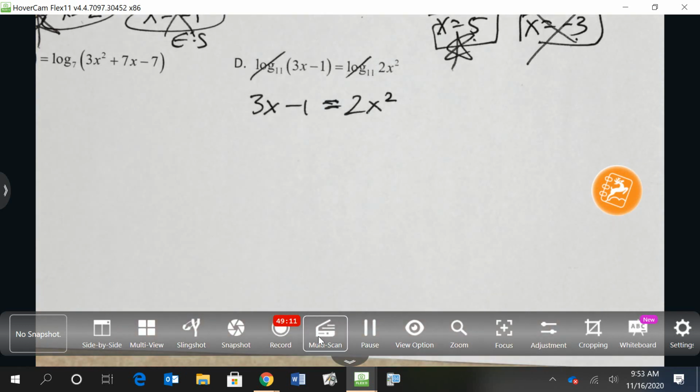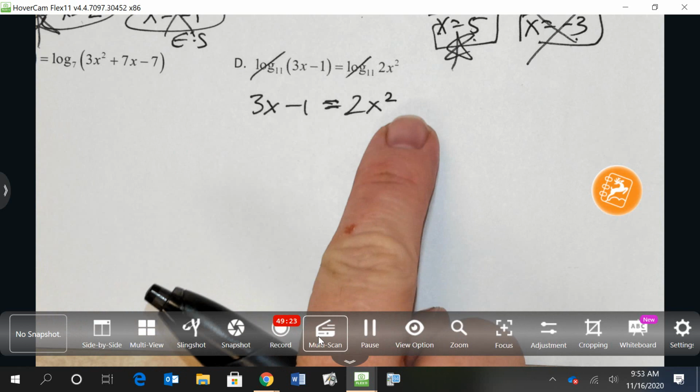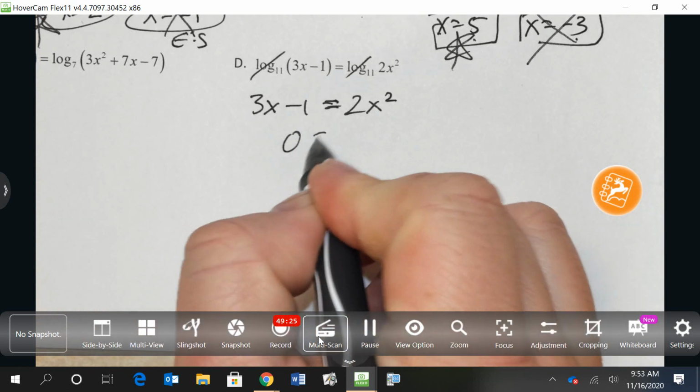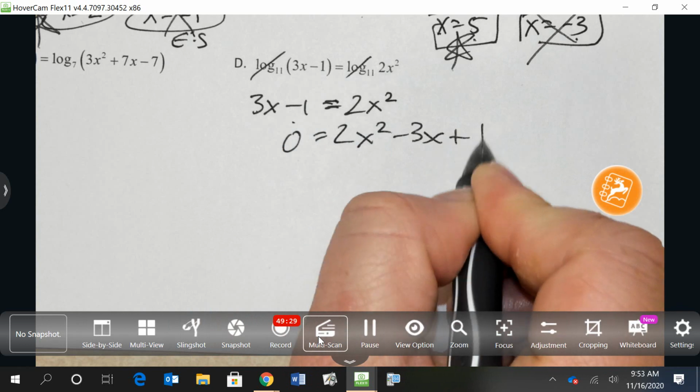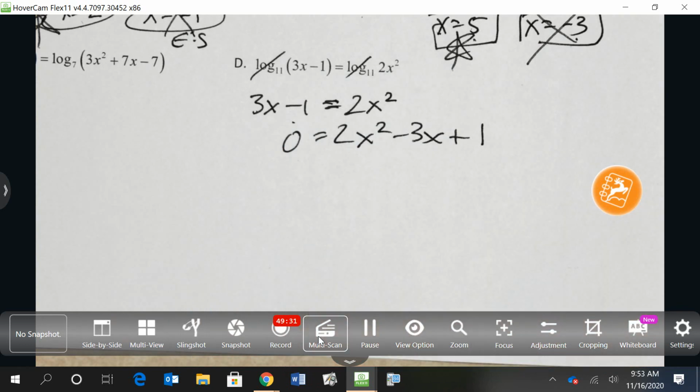Sometimes students, as they continue to work, don't know when they get to this point, do I move things to the left or to the right? There's no rule that says you have to move it one way or the other. I generally find that myself and students make fewer mistakes when you move everything to the side with the x squared. When this moves across, it's negative. When this moves across, it's positive. I'll let you continue working.